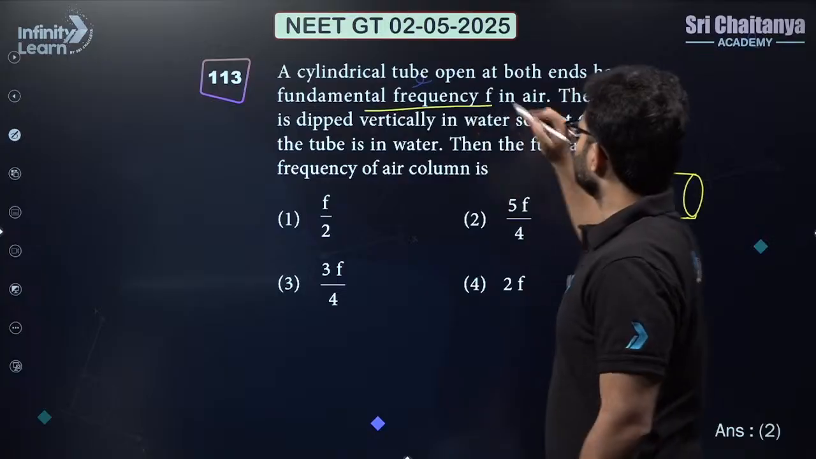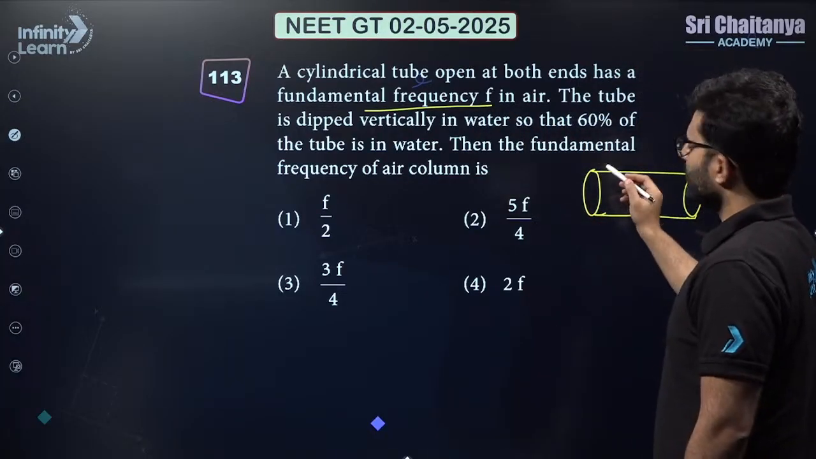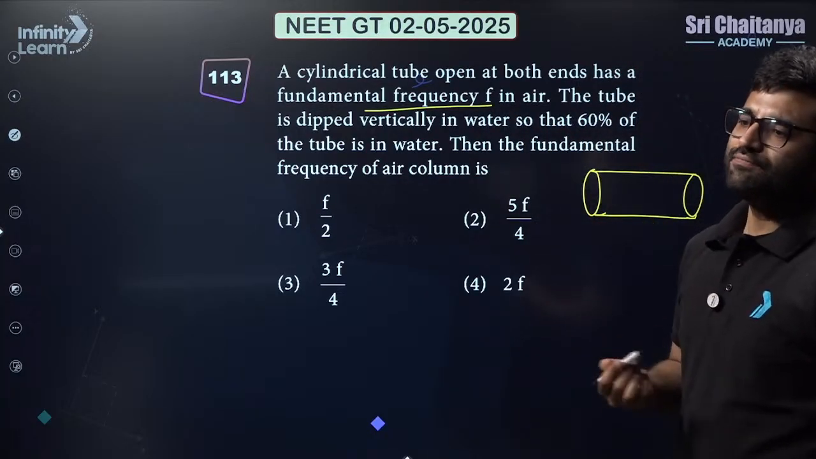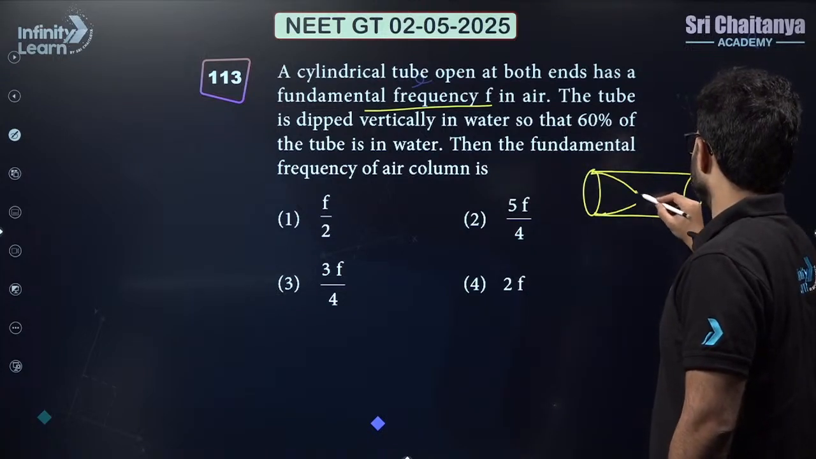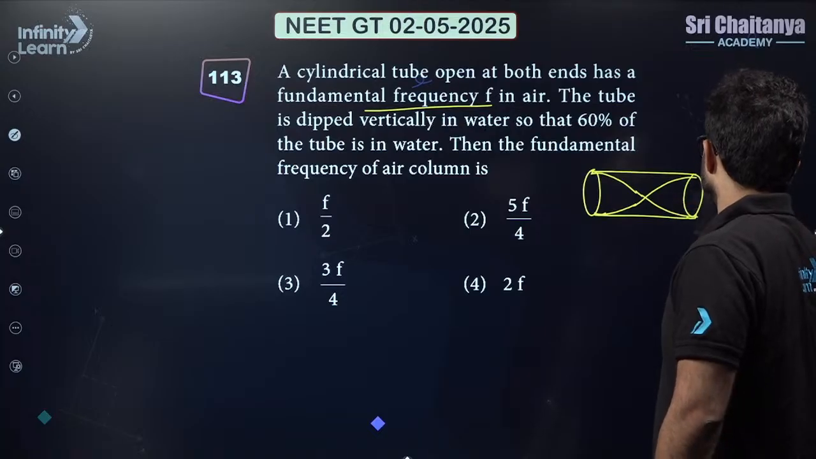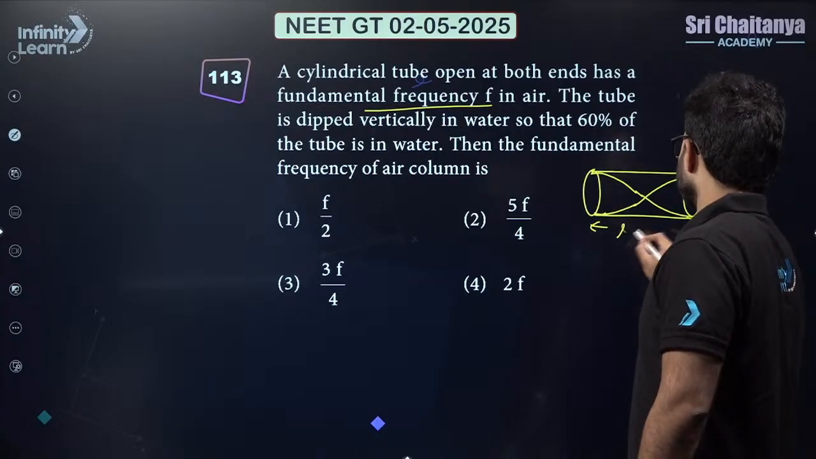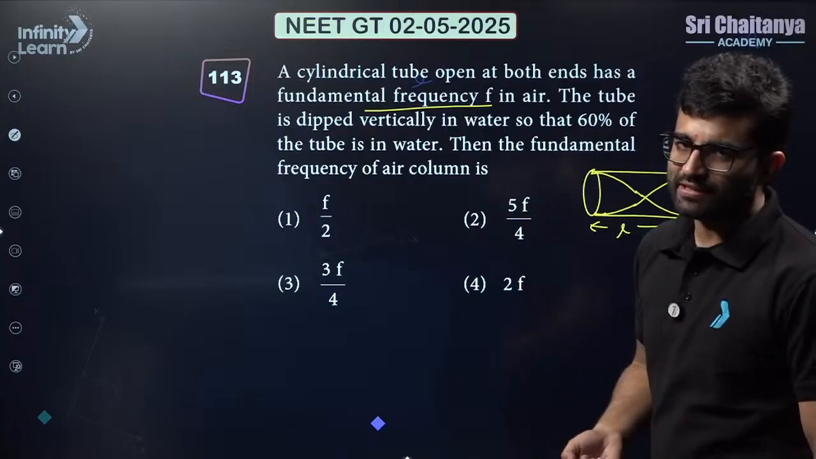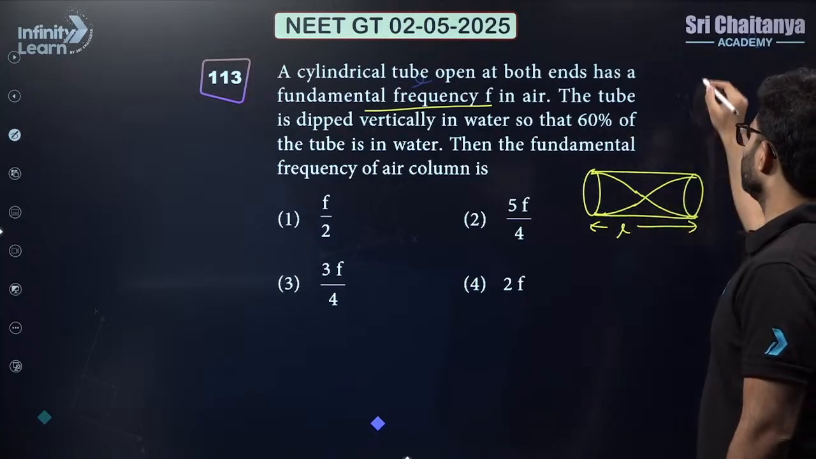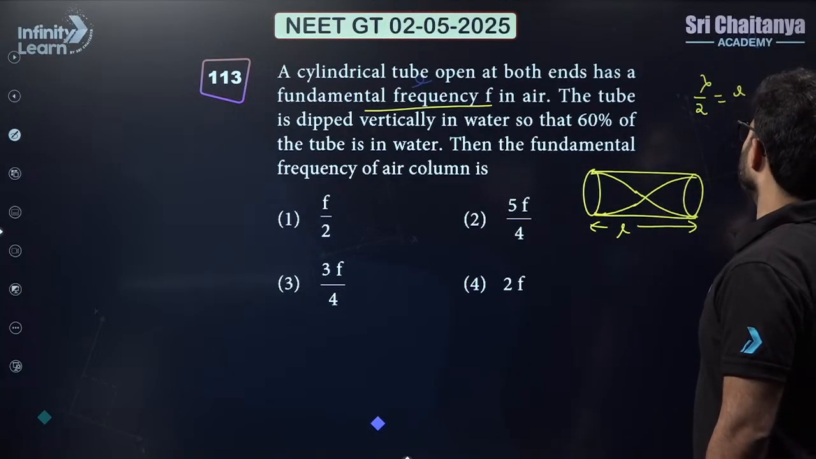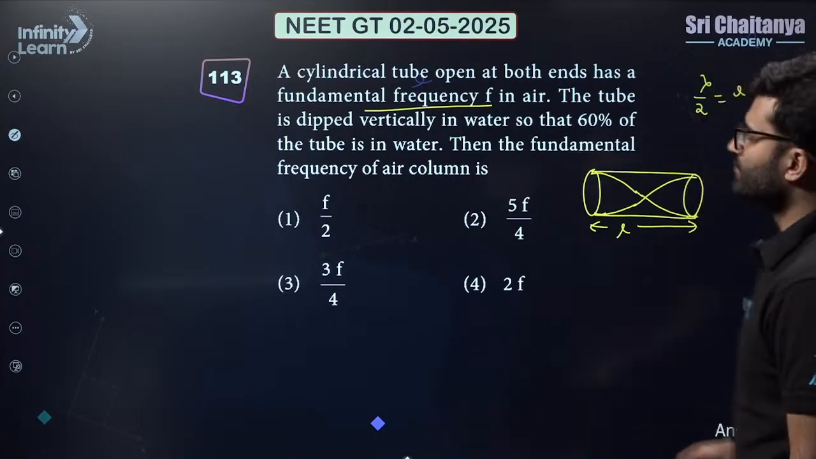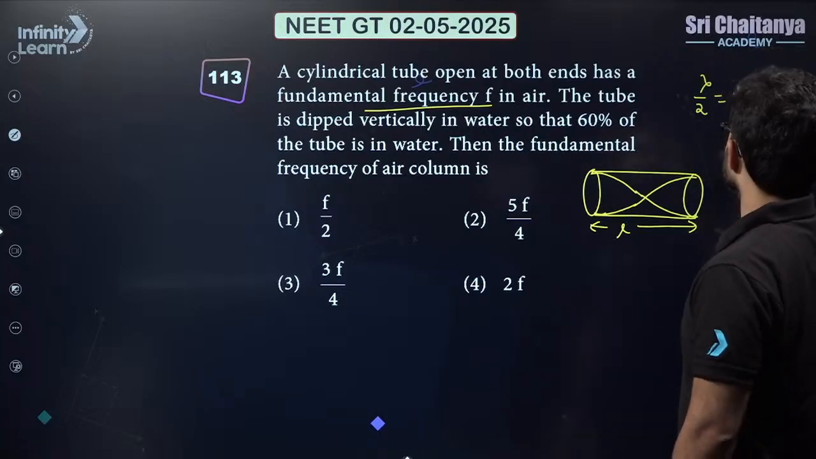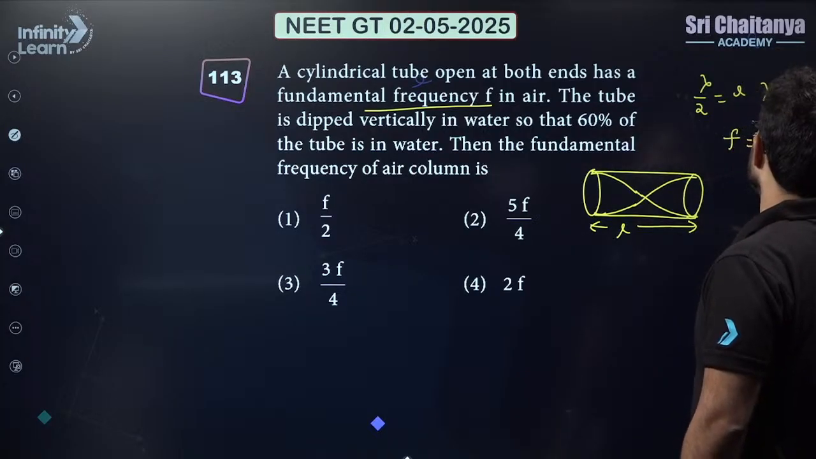It has a fundamental frequency f in air. So if it is open at both of the ends, at the ends we'll have an antinode. So for fundamental frequency it would be like this. Let's say this length is L. In terms of lambda, this is lambda by 4, lambda by 4, which is lambda by 2. So lambda by 2 is equal to L, lambda is equal to 2L. And the frequency is given by F equal to velocity divided by lambda, which is 2L. That is my first equation.